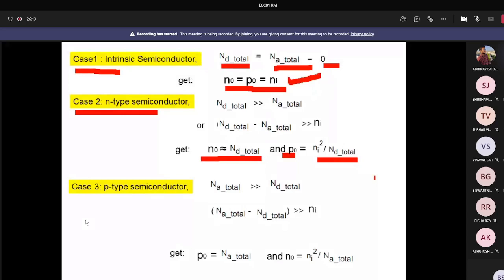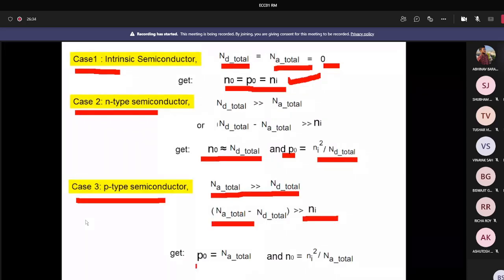Similarly, if you come to p-type semiconductors, where we are using acceptor atoms, the acceptor concentration is very, very much greater than the donor, obviously. There is no donor as such. If we say then Na total is very, very much greater than ni, what is the hole concentration? Similarly, the acceptor ions you are doping are almost equal to the hole concentration.